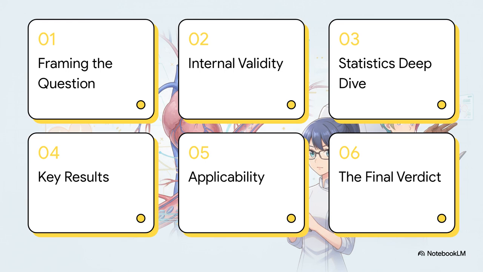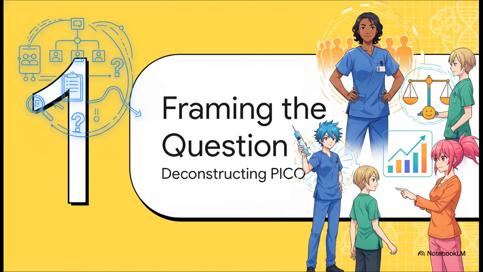We'll start by framing the question using PICO. Then I'll assess the internal validity by looking at the methodology. We'll take a close look at the statistics, then focus on the key results. After that, we'll discuss applicability and limitations, and I'll conclude with a final verdict. Okay, so first, let's frame the clinical question using the PICO framework. This really helps us deconstruct what the trial was actually asking.